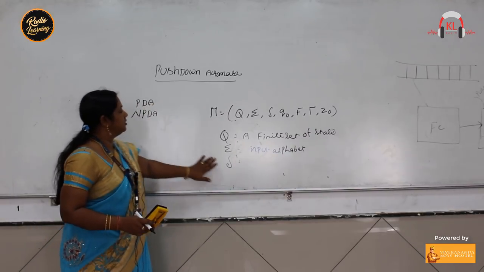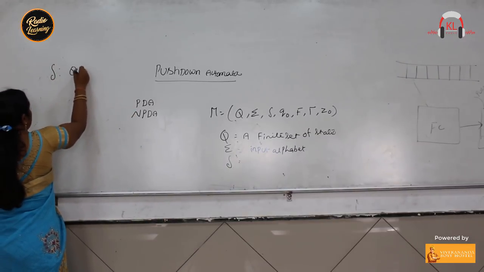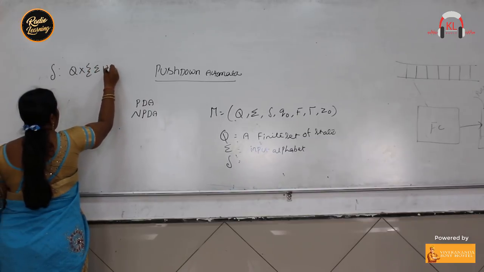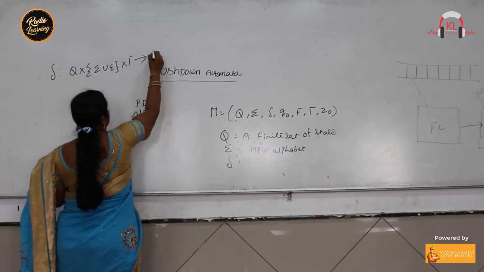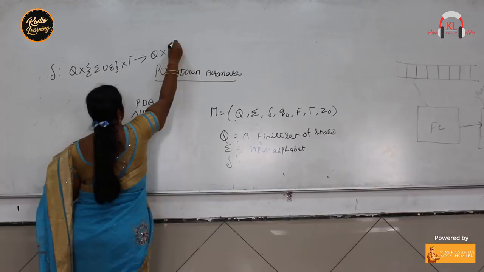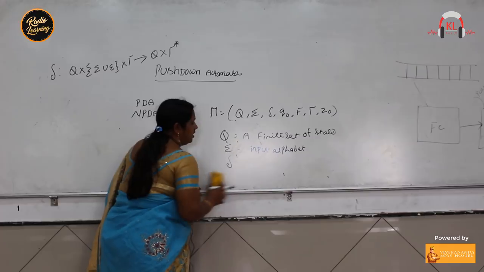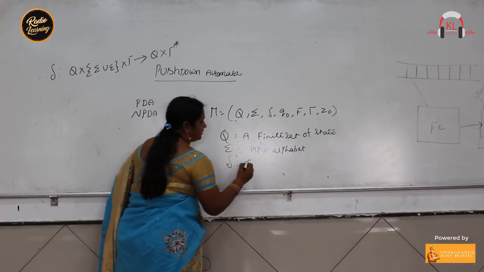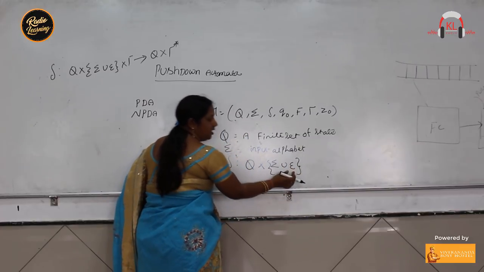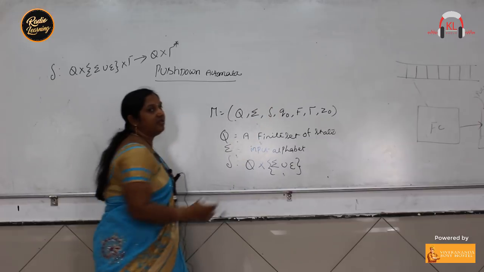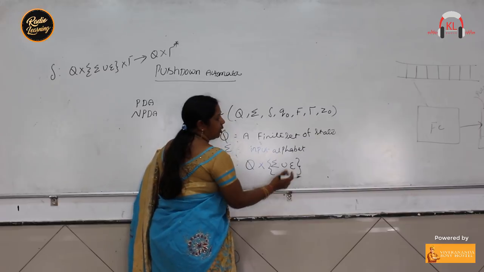How we write the transition function for PDA is: delta, Q cross sigma union epsilon cross tau, tends to Q cross tau star. This is the transition function for pushdown automata. That's why I'm writing transition function delta as Q into sigma union epsilon. Why am I writing epsilon here? It indicates where our input string ends. That's why I am taking epsilon also, and tau.